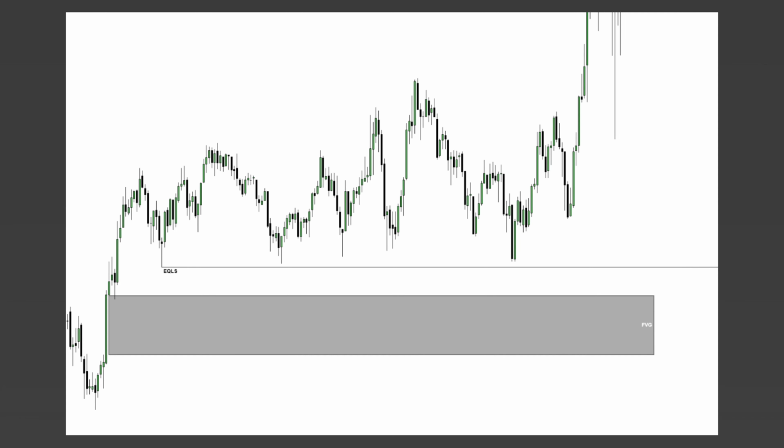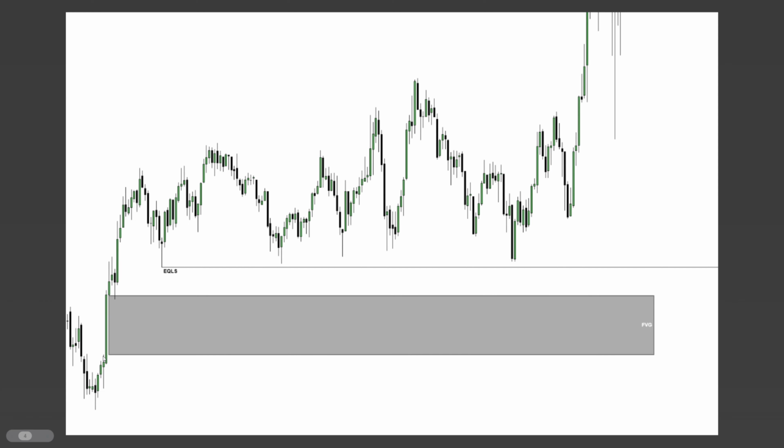So let's take a look at this slide. We have these equal lows resting here. We have this bullish fair value gap resting beneath it. Why don't we take this fair value gap here? Well, simply because it has already been filled. There is no longer a buy side imbalance here. Price has already rebalanced this inefficiency.